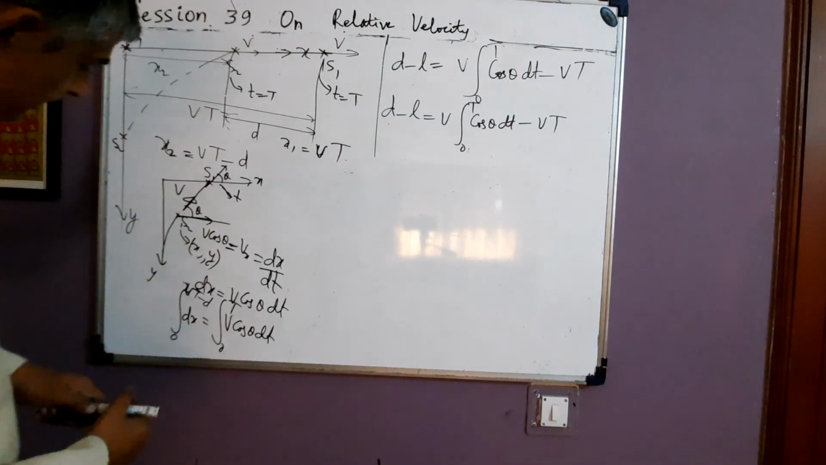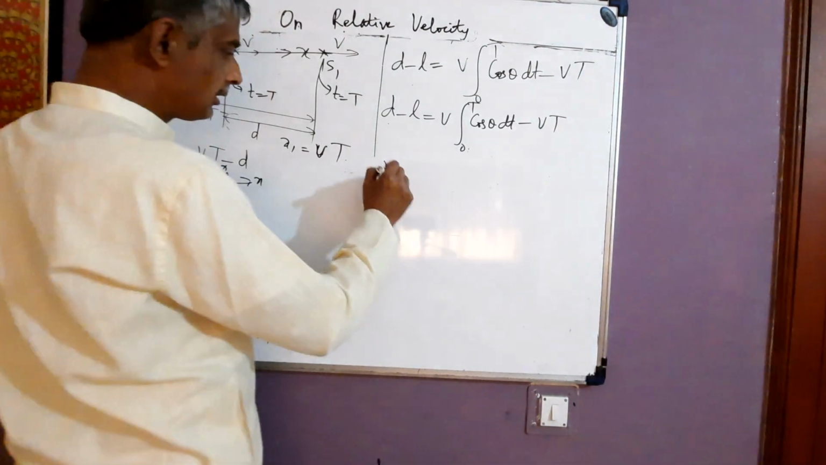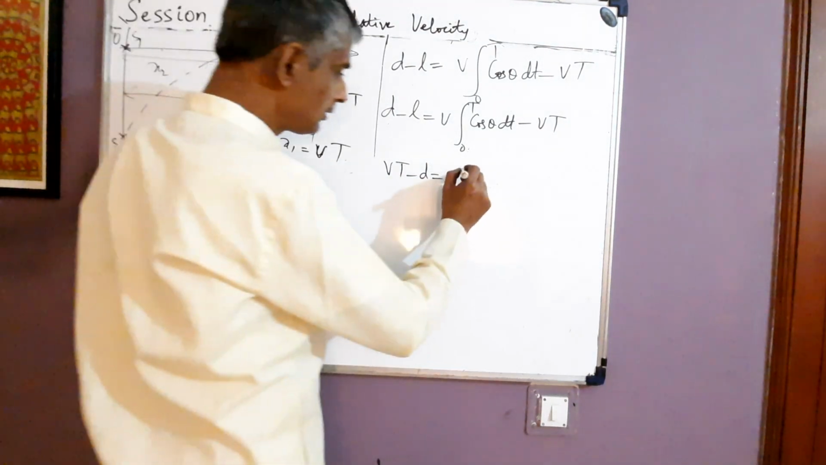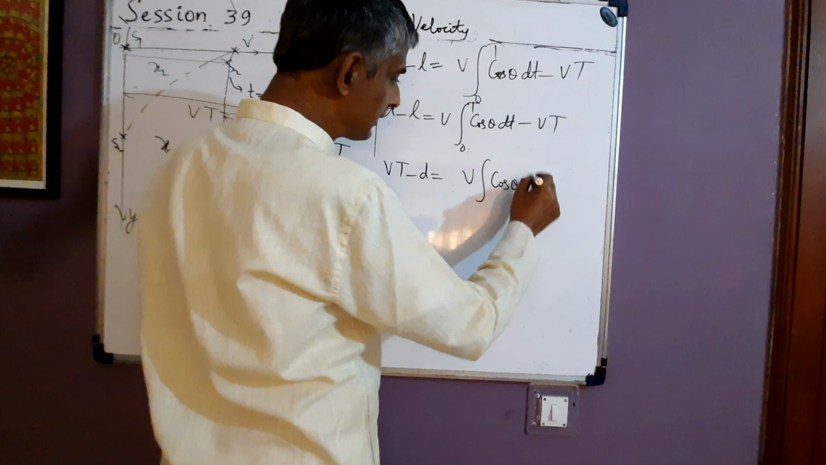So what equation do I get? Integrating the left side, what do I get? I get Vt minus d. V comes outside the integral since V is constant, but cos theta remains inside because it is a function of time.